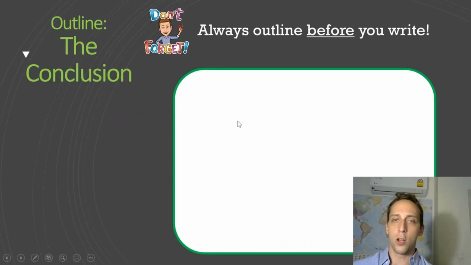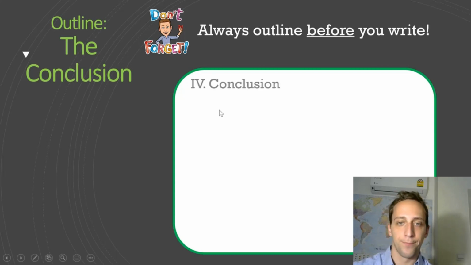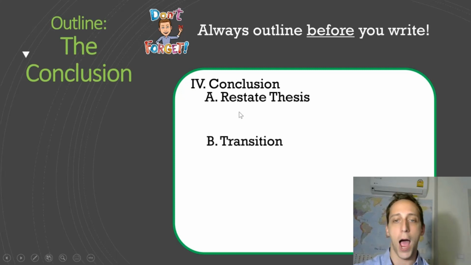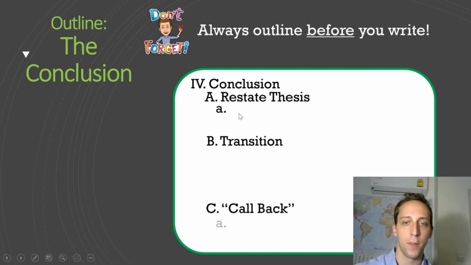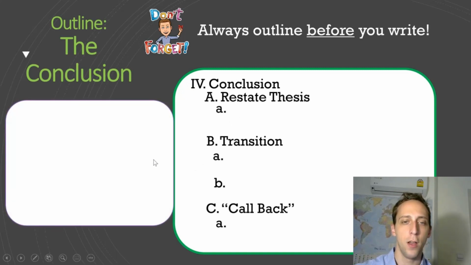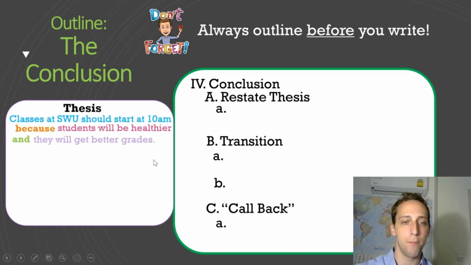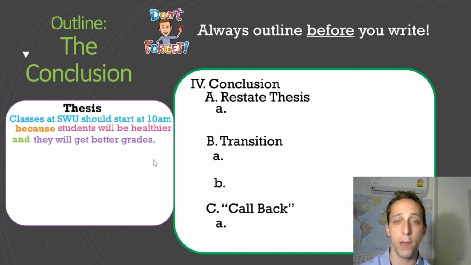So outlining our conclusion looks something like this. It's my fourth paragraph for this essay, so I'm going to restate my thesis. I will transition, and then I will create a callback. And I have my sentences there. So, right, I have my thesis. Classes at SWU should start at 10 a.m. because students will be healthier and they will get better grades. And you can just say your thesis again. That's okay. But it's not the best way.